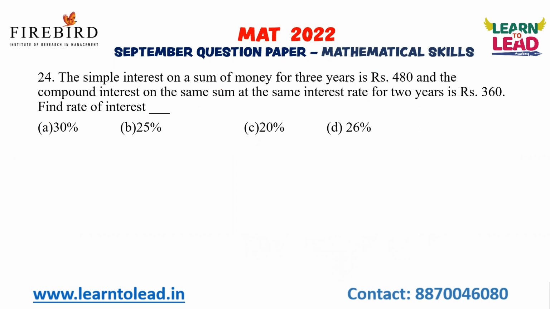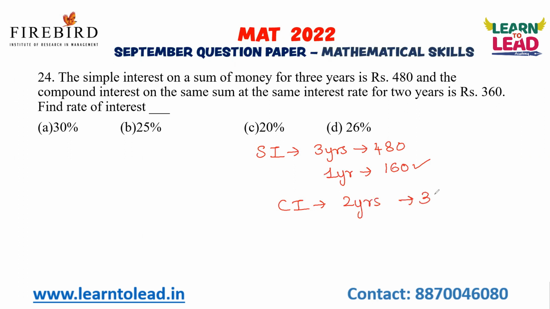See, the start of the sentence itself says that it is a question based on simple interest. Now let's see. The simple interest on a sum of money for 3 years is 480. For 3 years, if it is 480, immediately I'll calculate for 1 year. 1 year it will be 160 rupees. And the compound interest of the same sum at the same interest for 2 years is 360.